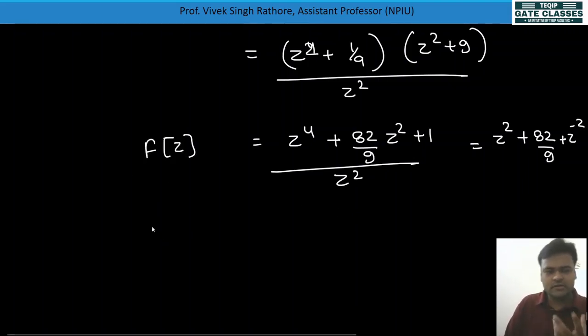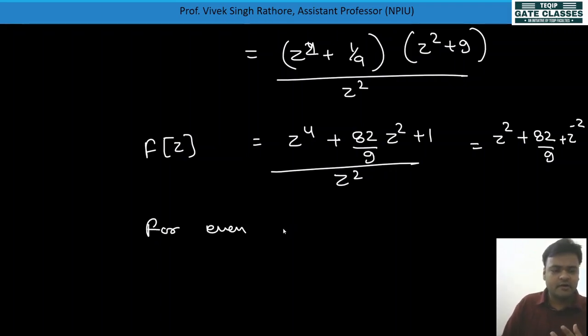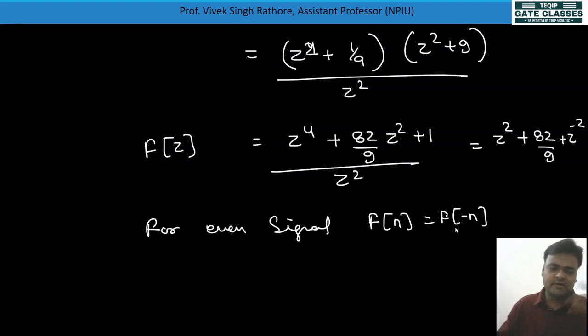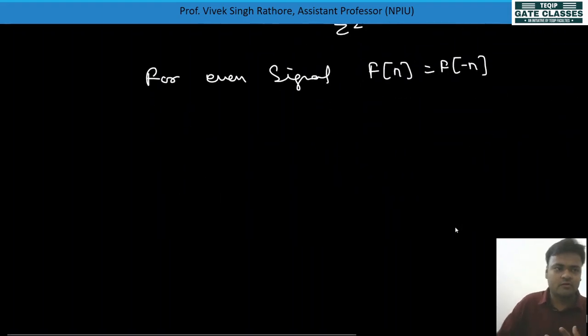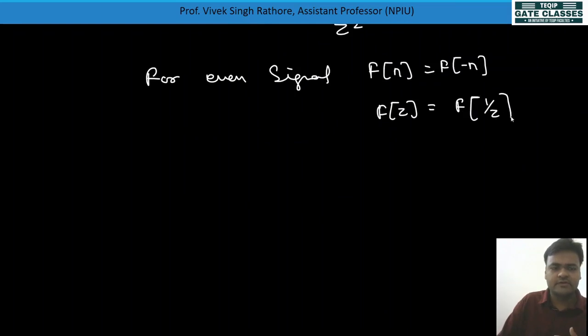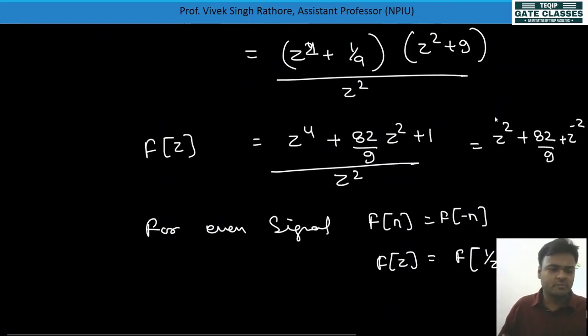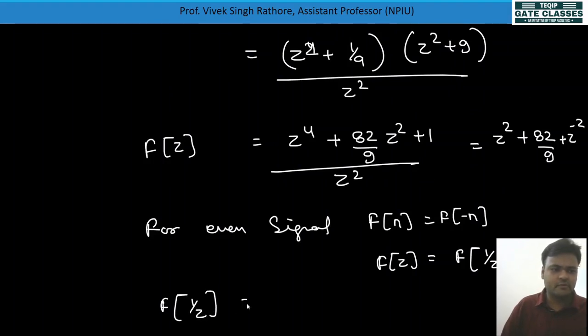But now you know that for even signals, the condition is f of n should be equal to f of minus n. This is the condition for even. We have seen it in module 1 also. So if we take the Z transform, then f of z should be equal to f of 1 by z. So let's put the value. F of z is there, so wherever z is there, we'll put 1 by z.